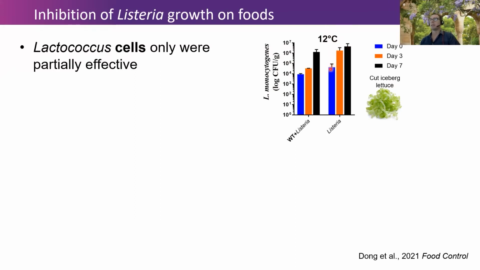So over 7 days, the Listeria is able to increase in numbers without any lactococcus there. When we add lactococcus, we get a slight reduction here and some inhibition of growth at 3 days compared to the control, which doesn't have lactococcus. But by 7 days, the Listeria had grown up to pretty similar levels as well. So we don't really get a killing effect here.